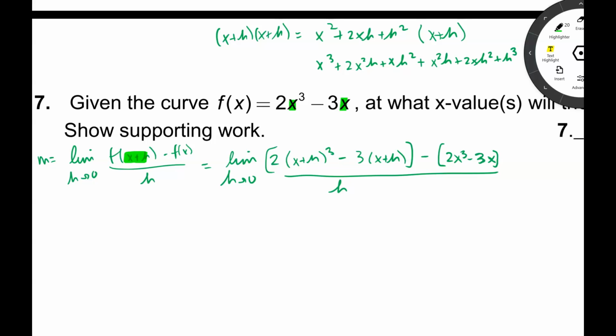Okay, so I have x cubed, x squared h, x squared... So this is going to be plus 3x squared h, plus 3x h squared, and then plus h cubed.